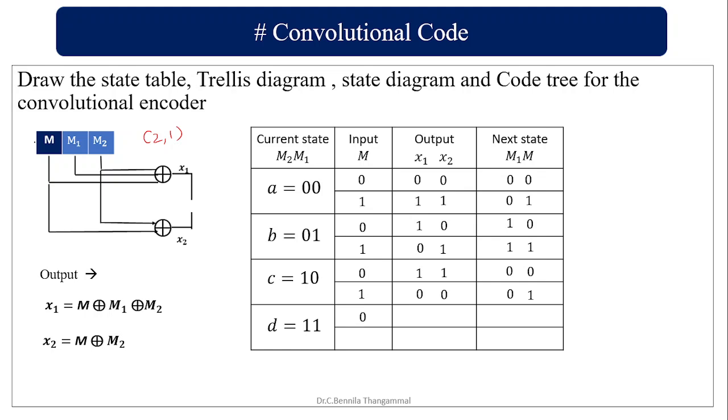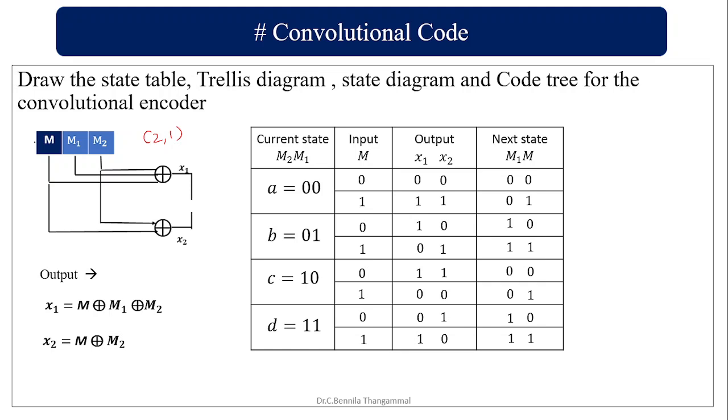For your current state 1 1, if your input is 0, 1 plus 0 is going to be 0. Then your m2 plus m1 plus 0 is going to be 1. Your next state is 1 0. If your input is 1, 1 plus 1 plus 1 is going to be 1, and 1 plus 1 is going to be 0. Your next state is going to be 1.